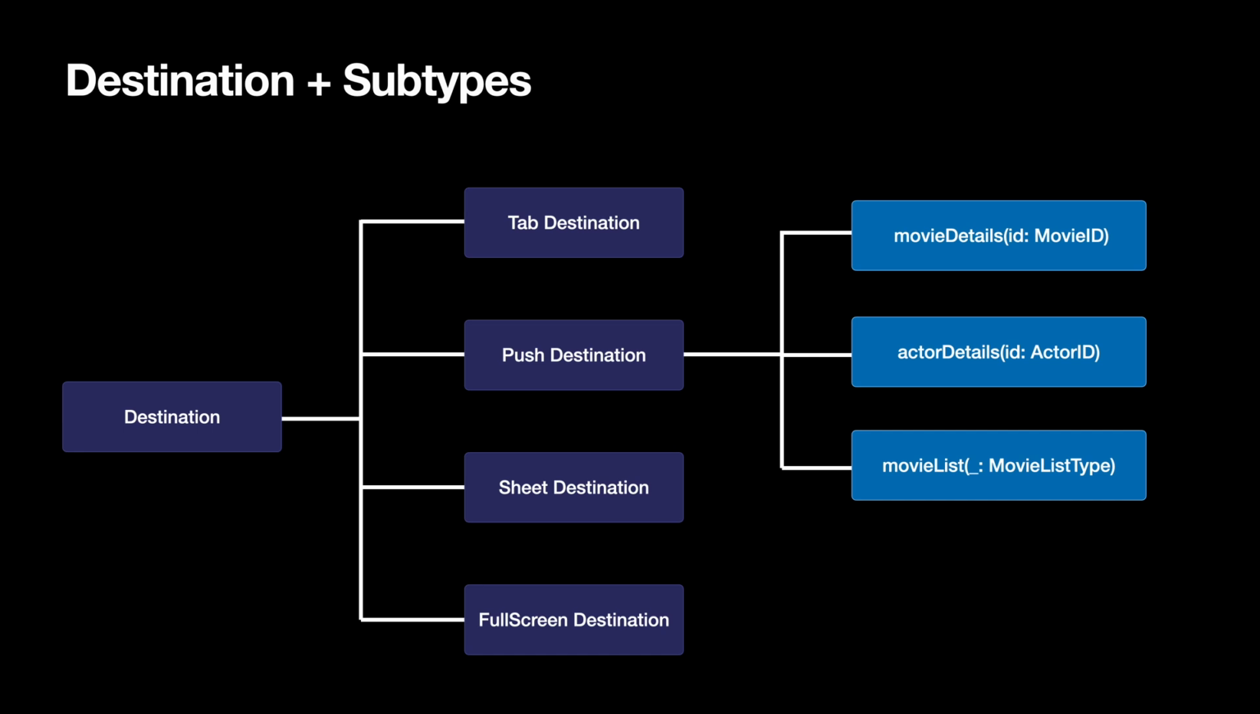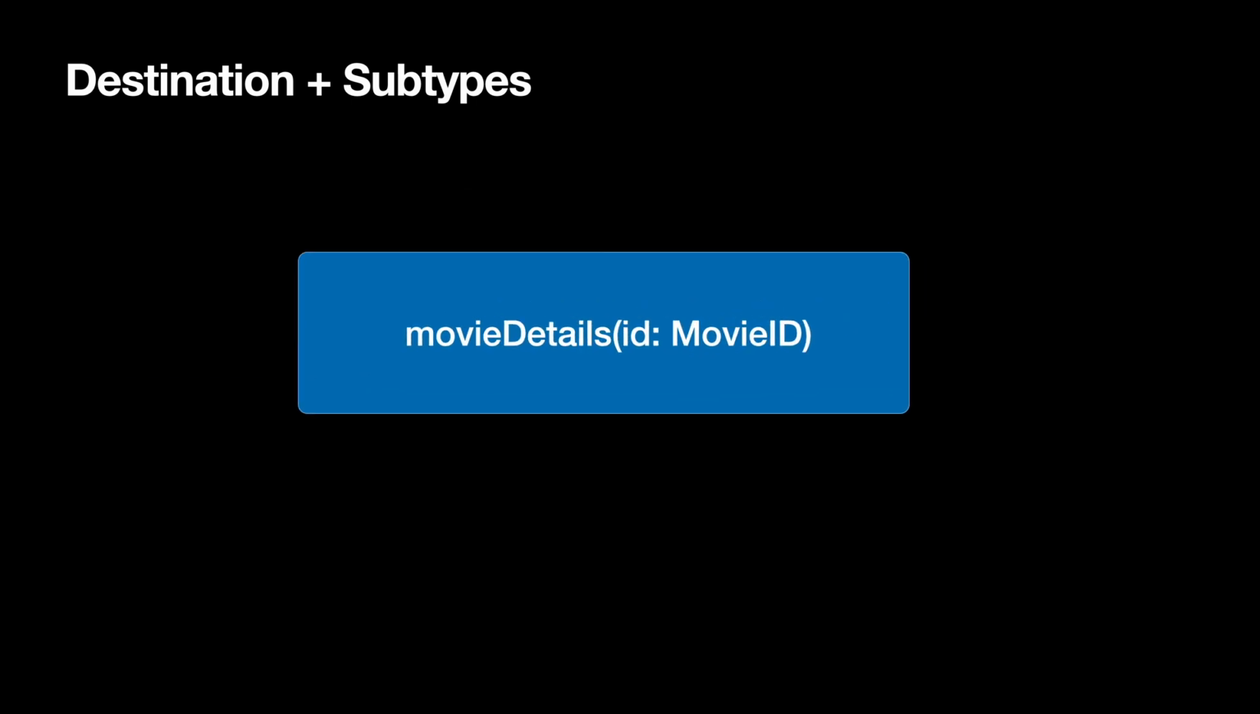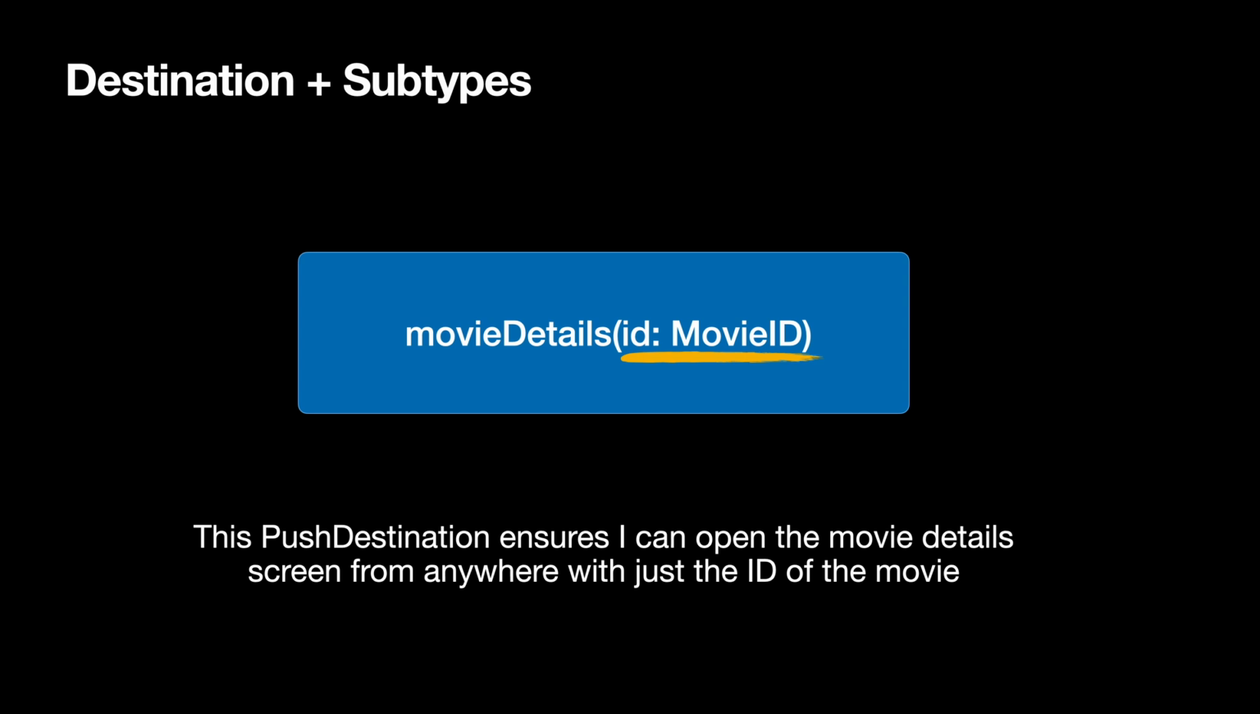In the push destination cases, we can see movie details, actor details, and movie lists. Each case potentially has associated values that they need to fetch the appropriate data, like the ID for the movie in the movie details. This treats a push destination like an isolated function that helps us to present the movie details screen from anywhere, given only the ID of the movie.